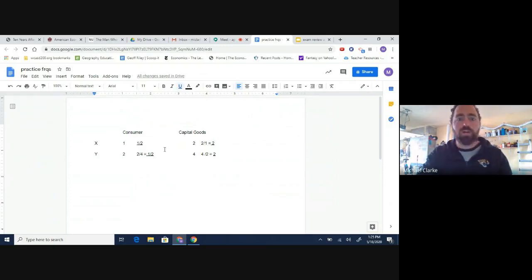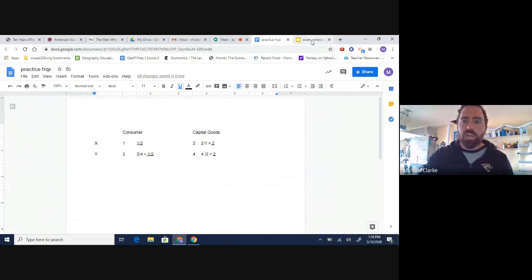It's your opportunity cost. And so what you would do here is you would compare them. Compare the category of consumer goods and compare the category of capital goods. And you would circle, or in this case, I would bold, the smaller number. You're looking for the number that's lower. That indicates comparative advantage. But in comparing these, a 1/2 and a 1/2, 2 and 2, nobody has the comparative advantage. The opportunity cost is the same.